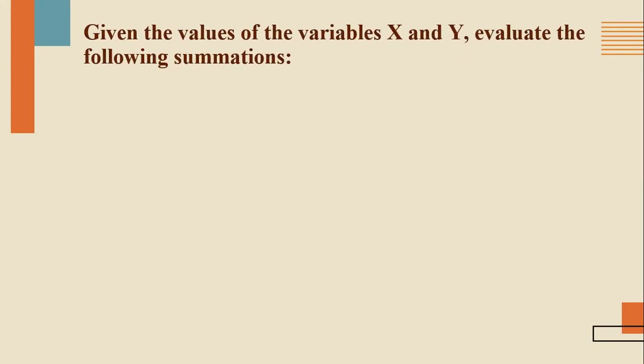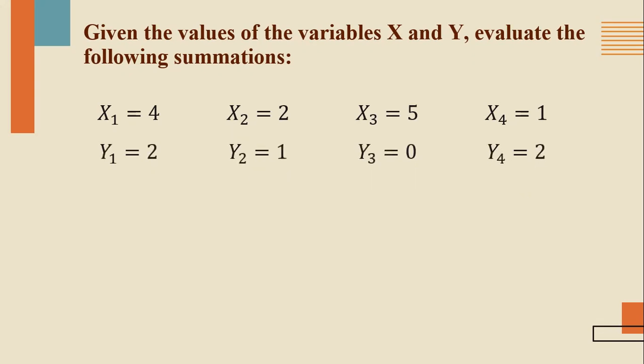Given the values of the variables x and y, evaluate the following summations. These are the given: x sub 1 is equal to 4, x sub 2 is equal to 2, x sub 3 is 5, x sub 4 is 1, y sub 1 is equal to 2, y sub 2 equals 1, y sub 3 equals 0, and y sub 4 is equal to 2.